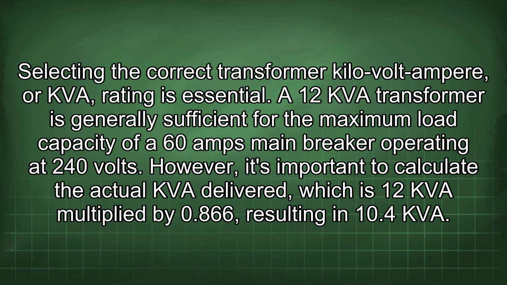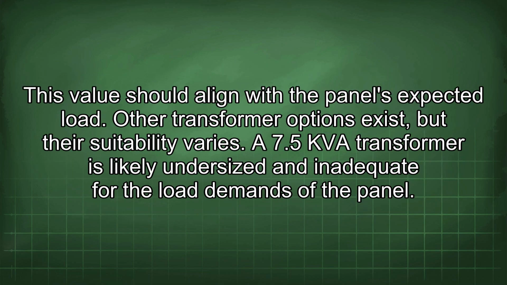Selecting the correct transformer kilovolt ampere, or kVA, rating is essential. A 12 kVA transformer is generally sufficient for the maximum load capacity of a 60 amps main breaker operating at 240 volts. However, it's important to calculate the actual kVA delivered, which is 12 kVA multiplied by 0.866, resulting in 10.4 kVA. This value should align with the panel's expected load.